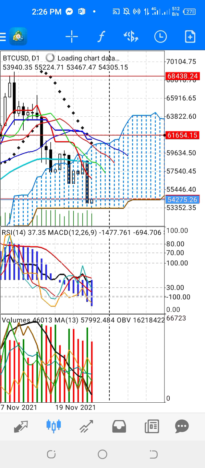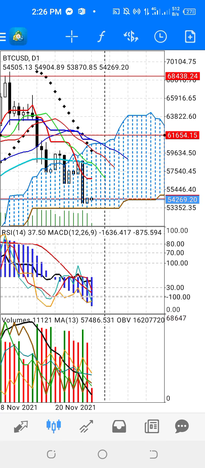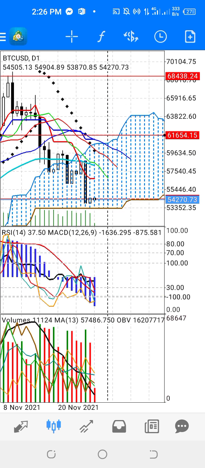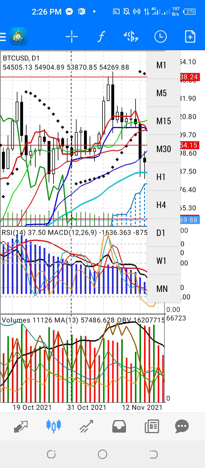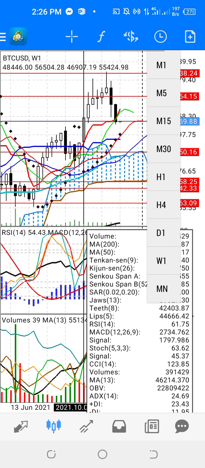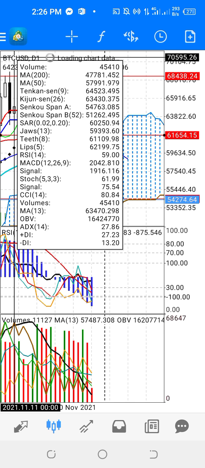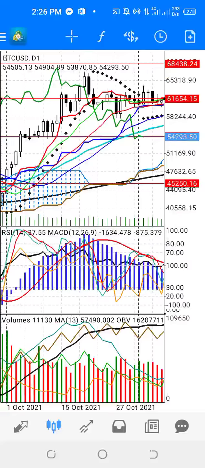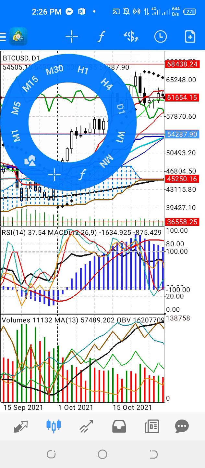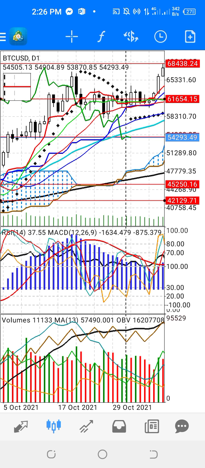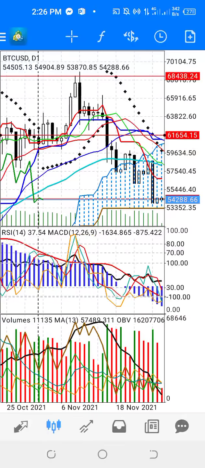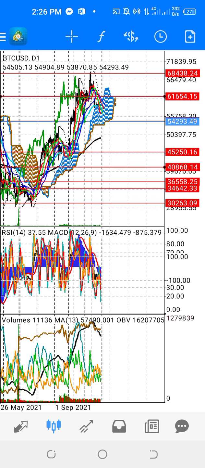Now if we check the daily, we will change to daily. So see, this is the daily, and then we will project to the left. This is a strong support, a daily strong support for this daily. Okay, so this is the daily strong support.